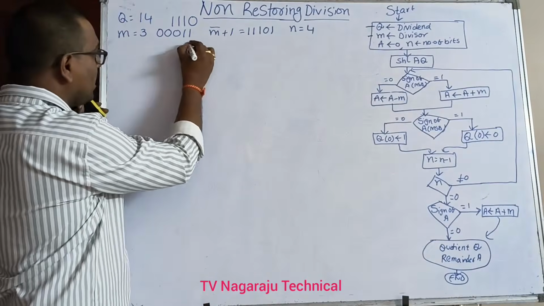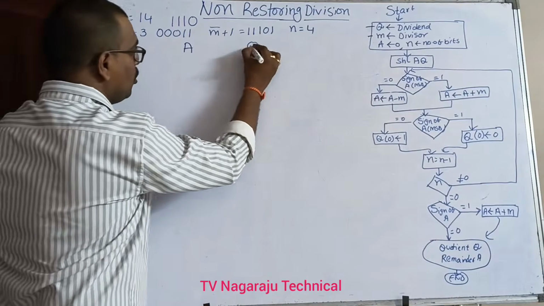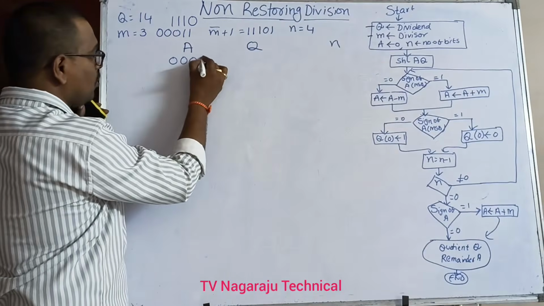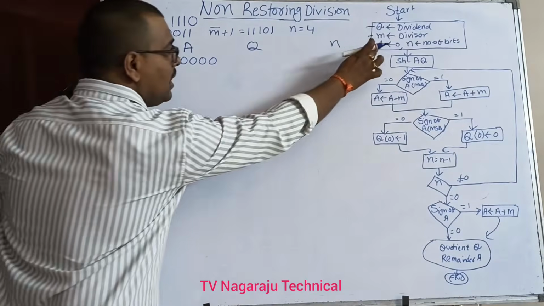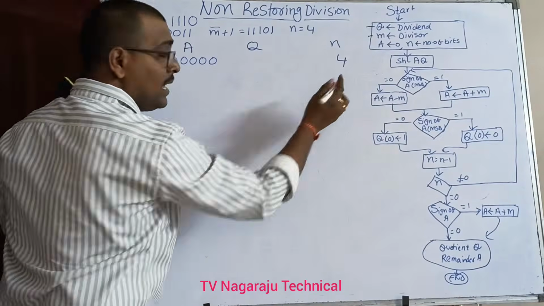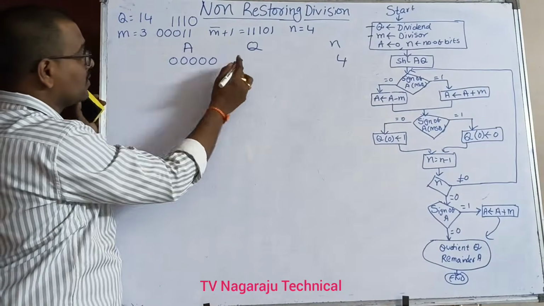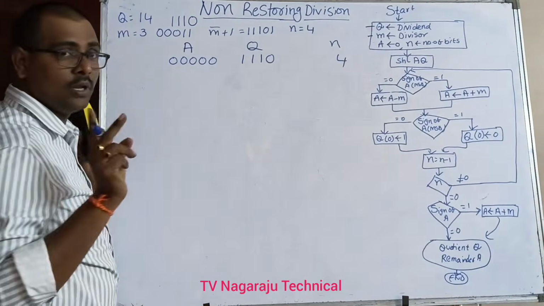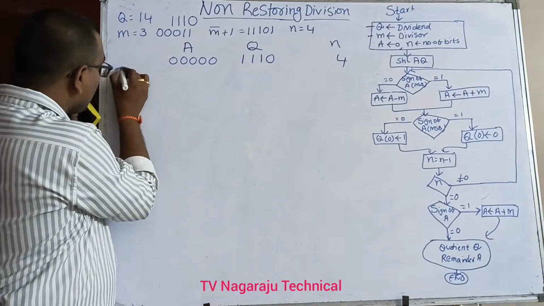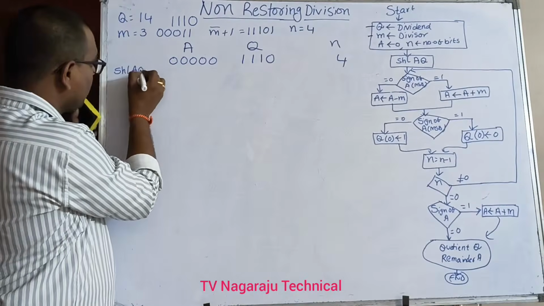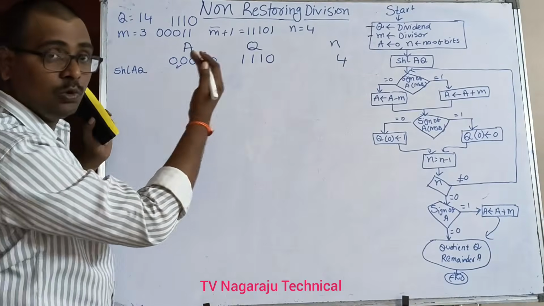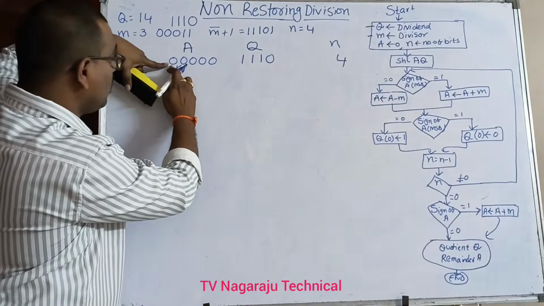Now represent here A, Q and then N. Initial values are 5 zeros. Initially A is equal to 0. N is equal to the number of bits, 4. What is my Q value? 11110. Okay. What is the first step? The first step is shift left AQ. We know the shift operation: simply the bits move to the left side and the leftmost bit is ignored.